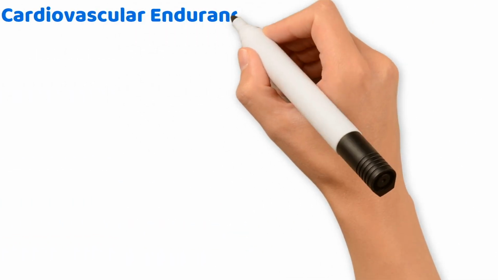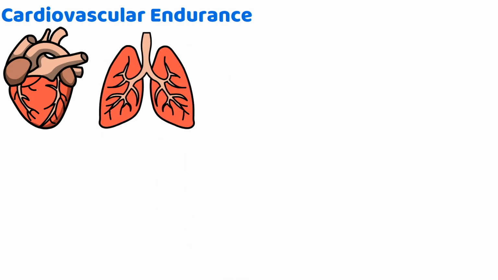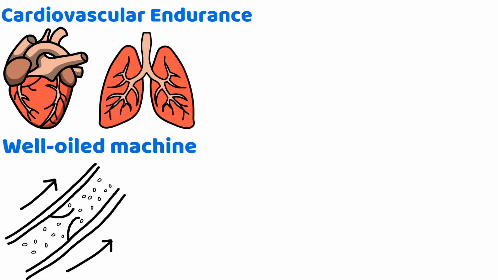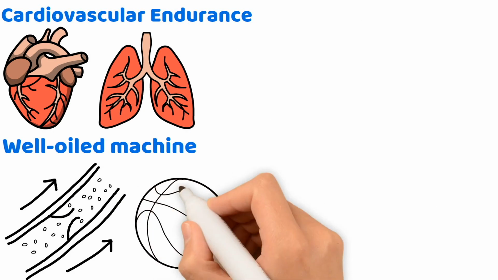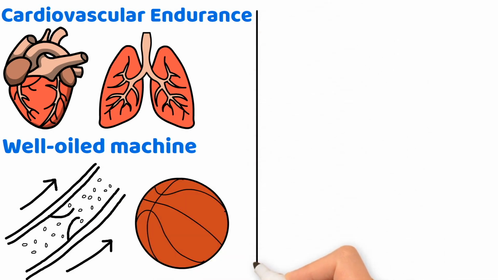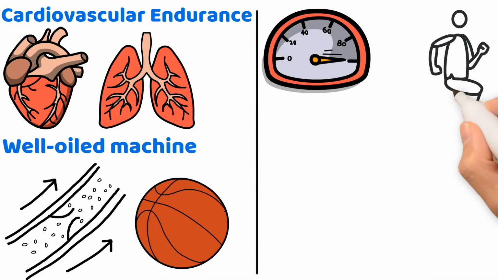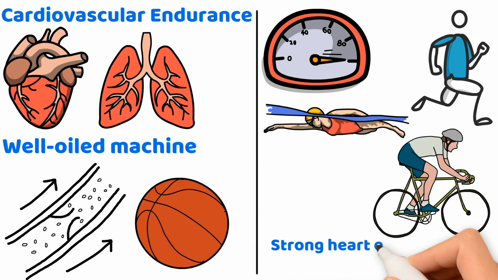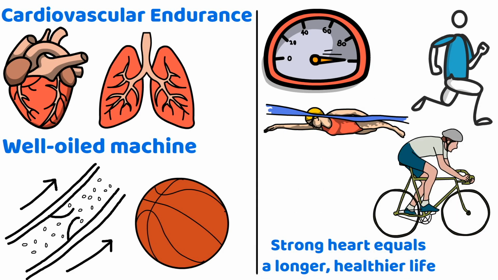Cardiovascular endurance. Imagine your heart and lungs working together like a well-oiled machine, pumping oxygen-rich blood to those active muscles during a high-energy game of soccer. That's cardiovascular endurance. To boost this, integrate activities like running, swimming, and cycling into your lessons. Remember, a strong heart equals a longer, healthier life.